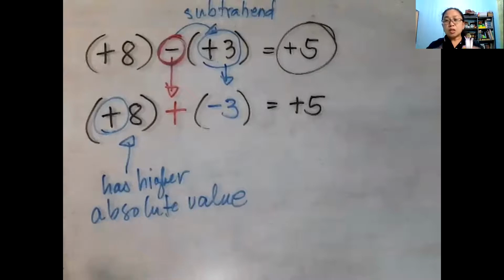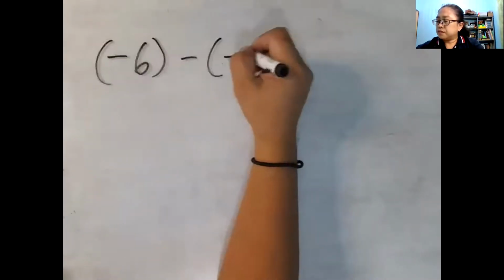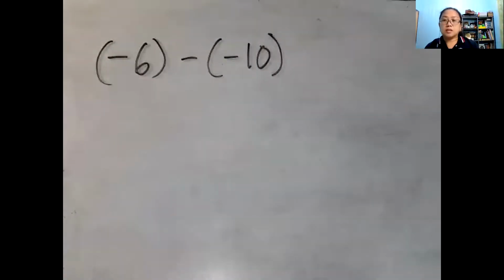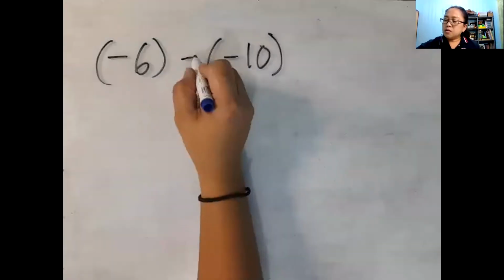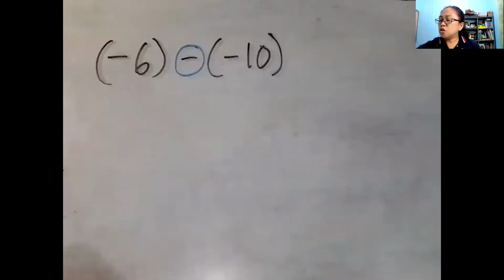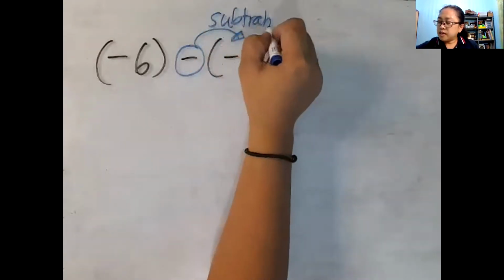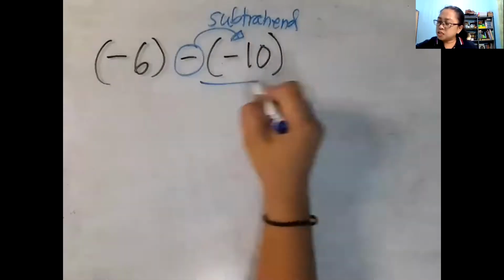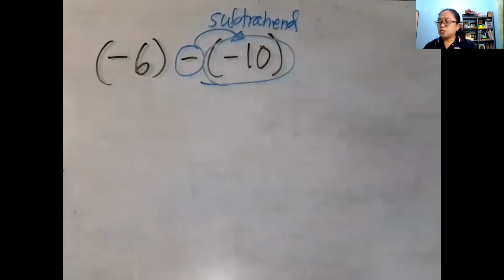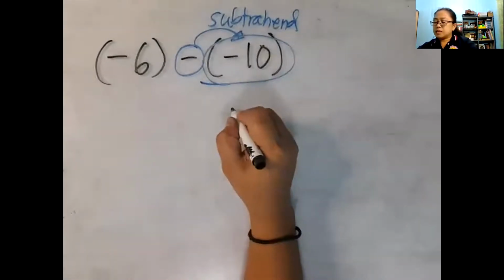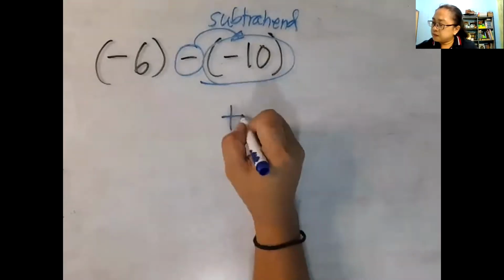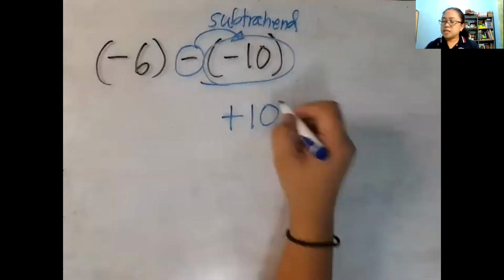Nakakalito yan sa umpisa. Pero kung pauulit-ulitin natin, mapapractice natin yan. So let's have another one. Let's have negative 6 minus negative 10. Okay, negative 6 minus negative 10. So again, identify the subtrahend. Ano yung subtrahend natin? Kukunin natin yung operation symbol na subtraction, yung kasunod niya, yun ang ating subtrahend. Okay? So this time, we need to change this subtrahend into its opposite. So kunin natin yung opposite niyan, magiging positive 10. Okay, so positive 10 na siya instead of negative 10.